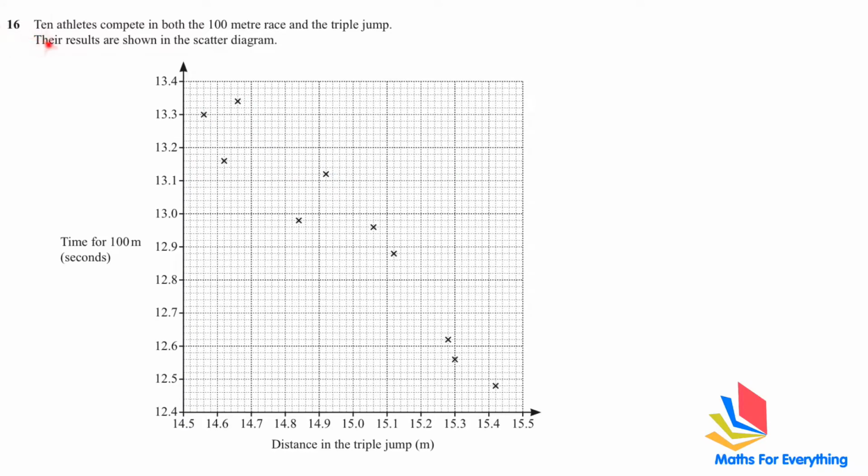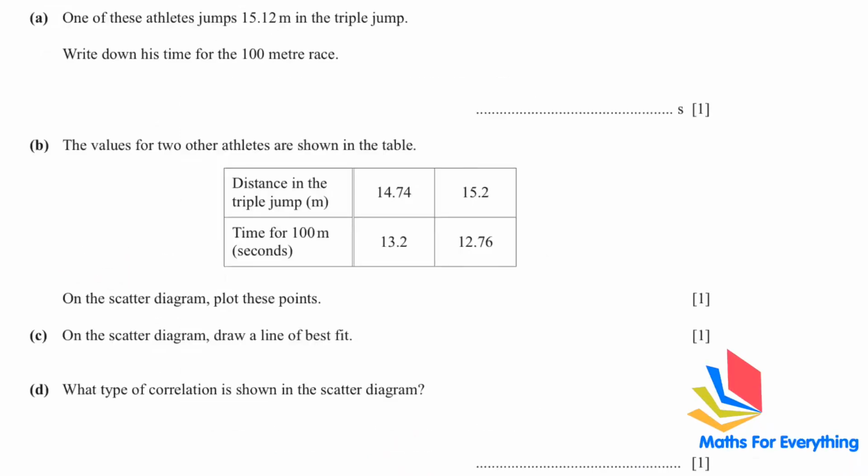Question number 16. We have been given a scatter graph. 10 athletes compete in both the 100-meter race and the triple jump. The results are shown in the scatter diagram. This is the distance in the triple jump and this is the time for the 100 meters. So let's read the question. One of these athletes jumps 15.12 meters in the triple jump. Write down his time for the 100-meter race. 15.12 in the triple jump.